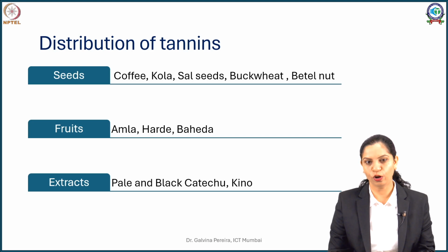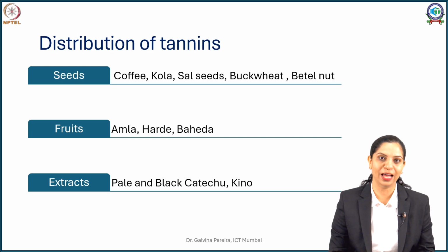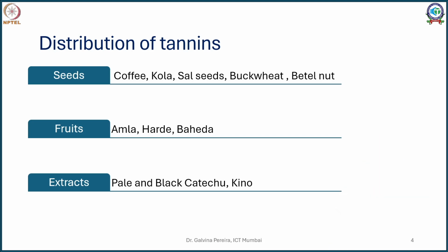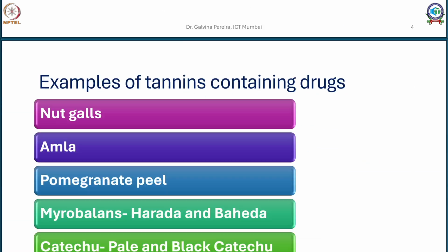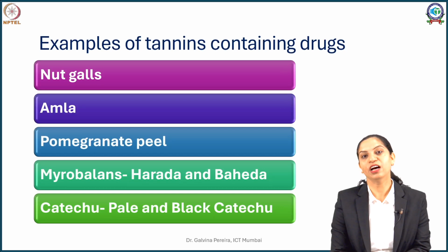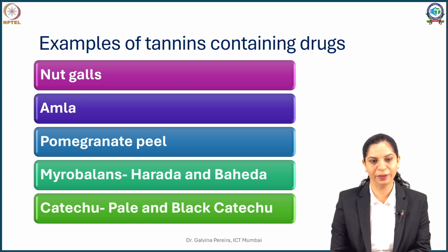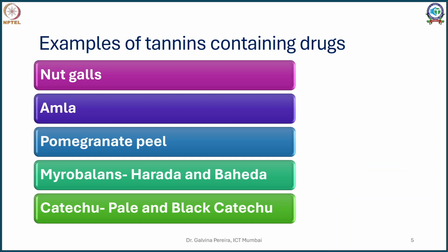Certain extracts or concentrates are also rich in tannins. You can take the example of your pale and dark katechu. The black katechu is nothing but your katha that you apply on paan, and kino, which is your Pterocarpus marsupium plant extract. So let's go to a few examples. Now we'll study detailed examples of drugs containing tannins. We're going to go into the details of nutgall, amla, pomegranate peel, myrobalans, especially your harda and behda, and katechu, the pale and black one.